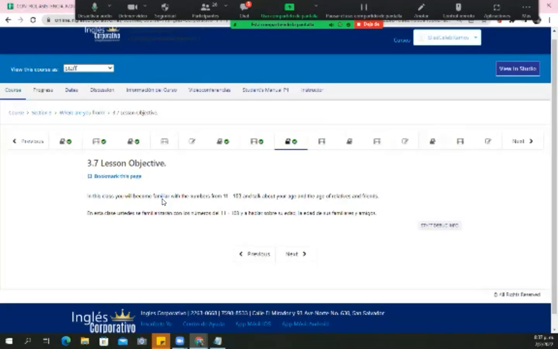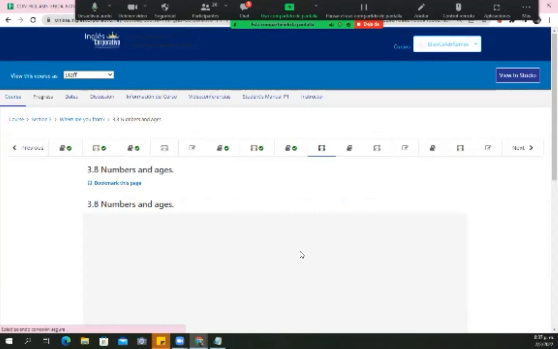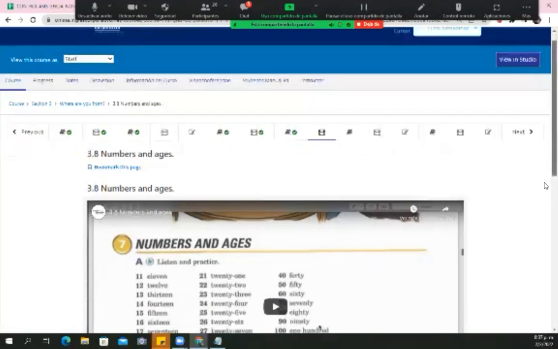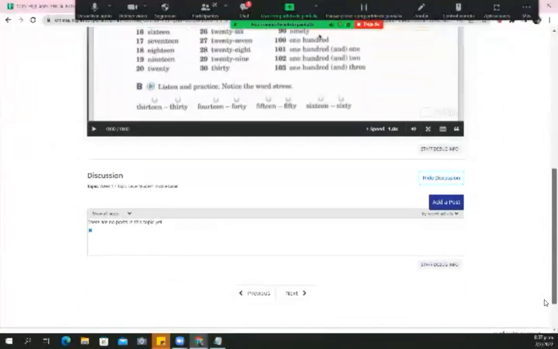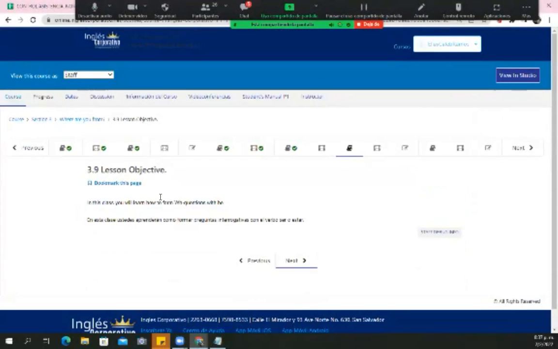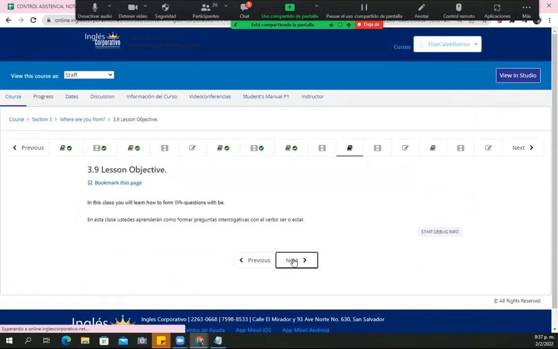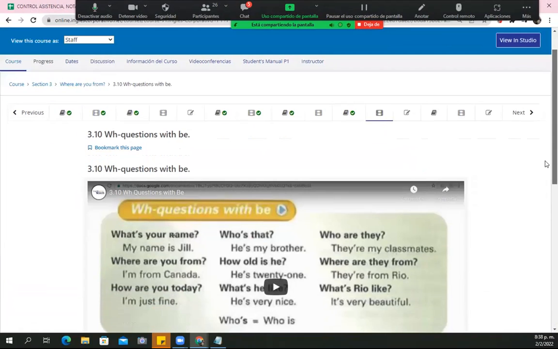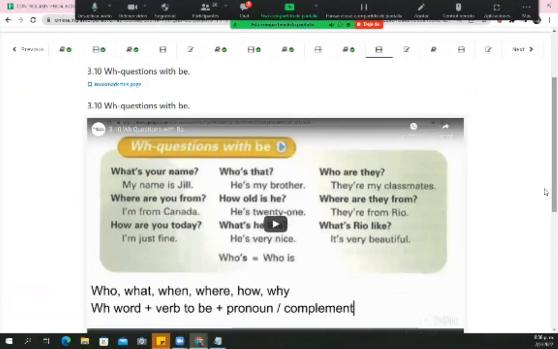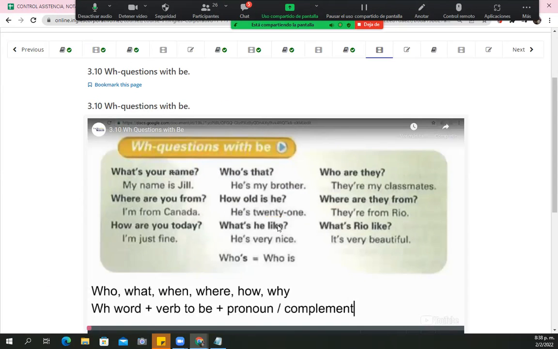Let's continue. Objective. You will become familiar with numbers from, bueno, esto ya es lo que hicimos, ¿verdad? So, let me go to the next page. Ahora vamos con WH questions with the verb to be. Ya vimos yes, no questions, si se acuerdan, right? Are you, is he, is she. Ahora vamos con WH words. Estas son preguntas, guys, que ya nos obligan a dar información. Ya no solo vamos a decir un yes o un no, ¿verdad? Tenemos que dar information. So check it out.